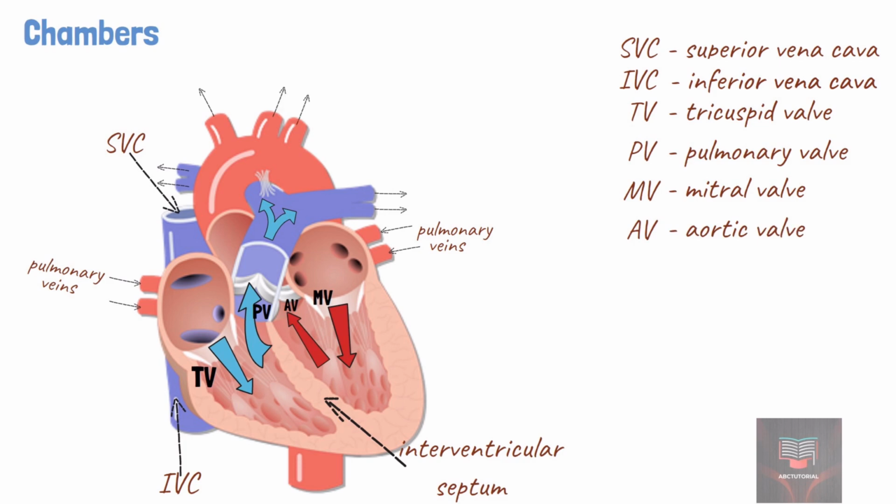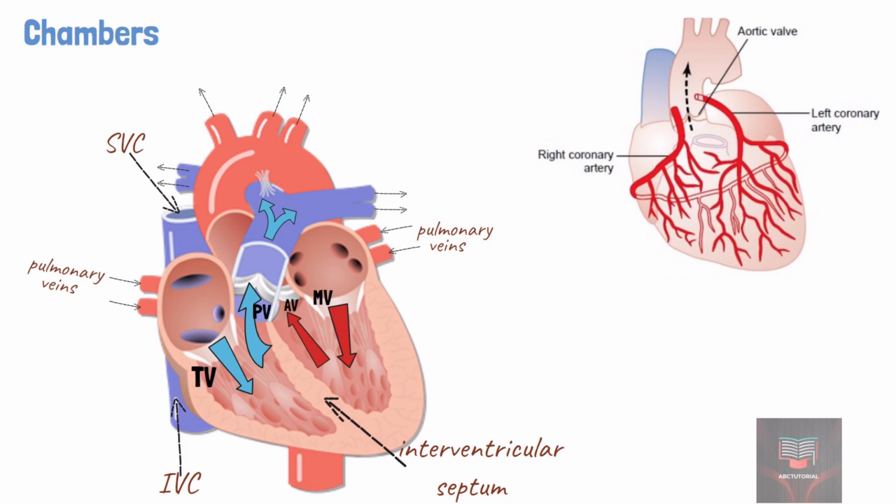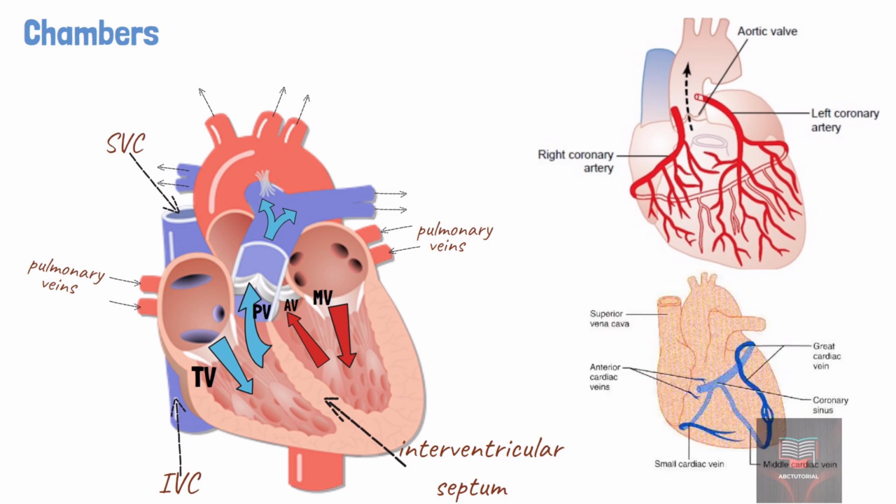Some of the blood from the ascending aorta flows into the right and left coronary arteries to supply the heart wall. After supplying the heart wall, the coronary capillaries then form the great, middle, small, and anterior cardiac veins, which coalesce to form the coronary sinus to drain into the right atrium.